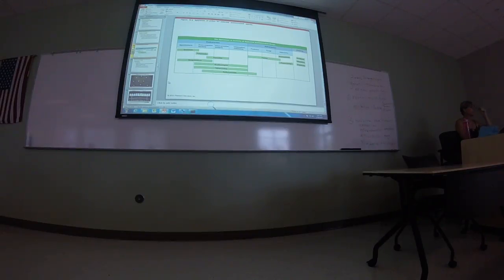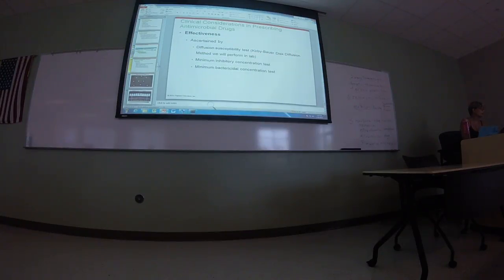Spectrum of activity. So here they're showing you, for example, isoniazid will cover mycobacteria and some gram-negatives. So that's how that figure works.